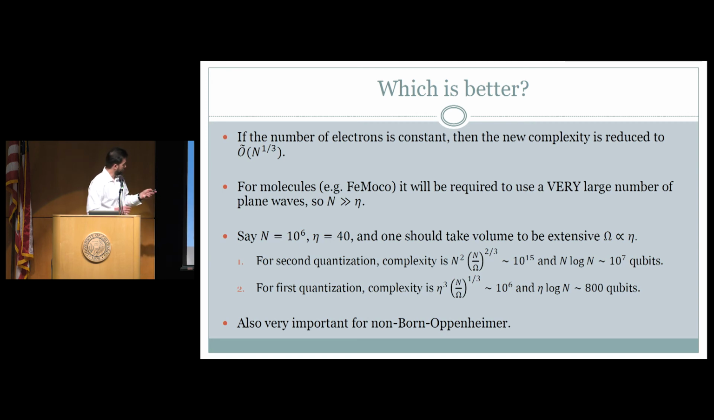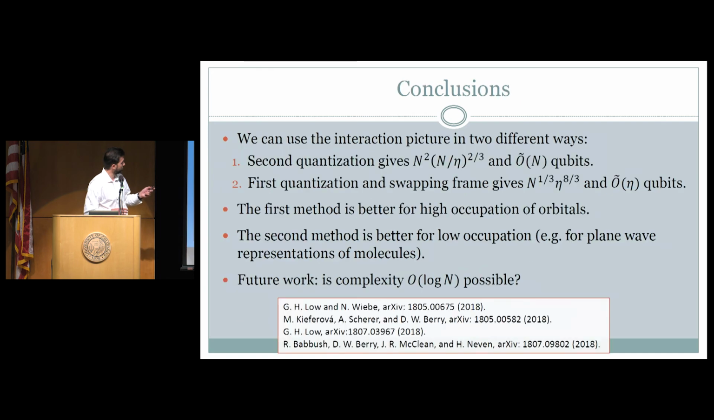So I am almost out of time here, so I'll just go to the conclusions, which is just explaining again that the essential things we've used here are the plane wave representation in quantum chemistry and the interaction picture, and we have looked at second quantization first and first quantization second, and this one you want to use if you have systems with high occupations, and this one you want to use if you have very large numbers of plane waves. Thank you.